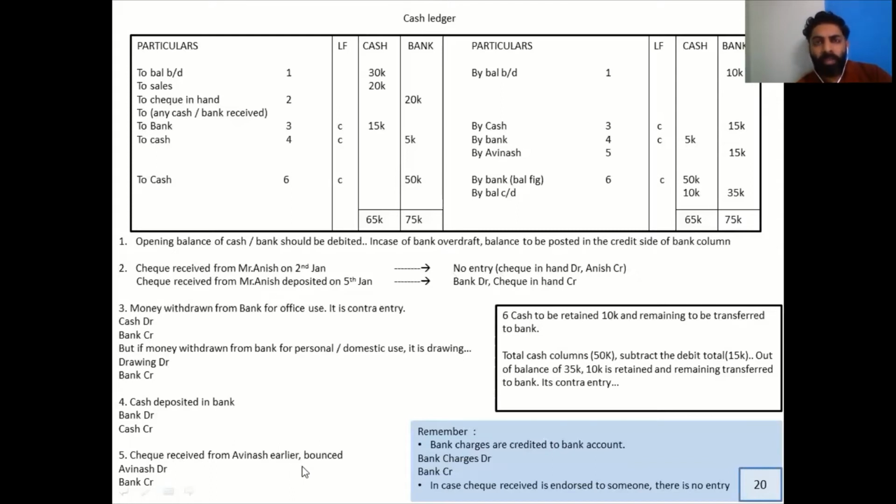Now in accounts, please note that you cannot erase your journal entries or the posting done in the ledger. You have to pass an opposite journal entry to make the impact. Now when I got a check from Avinash, my journal entry is bank account debit to Avinash account. But now the check bounced. So what entry should I be passing to cancel that? Avinash to bank. I just simply flip the entry. I hope this part is clear.